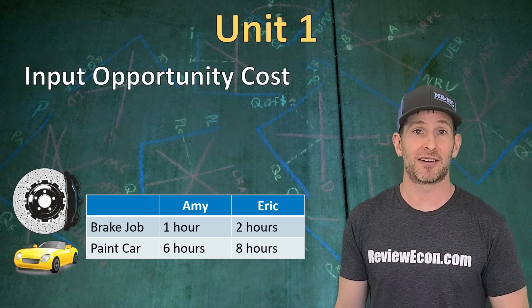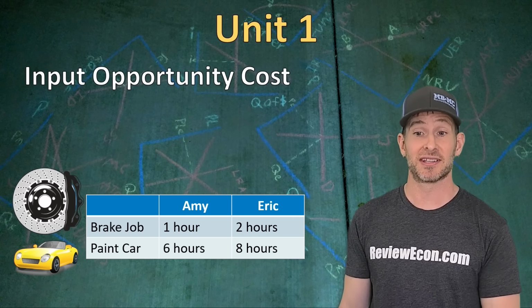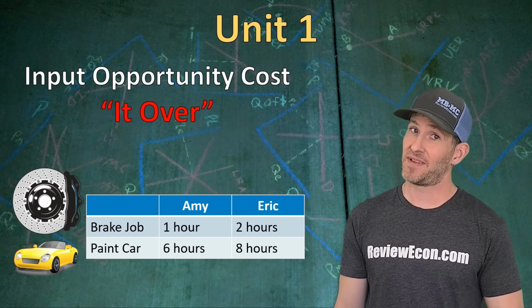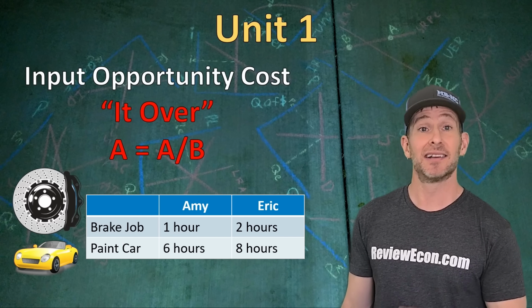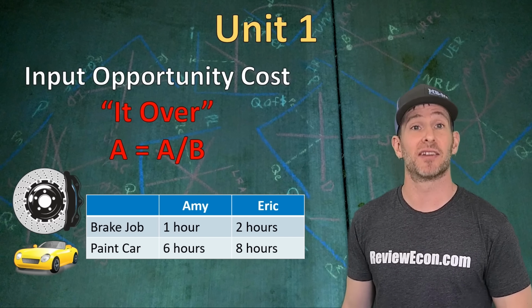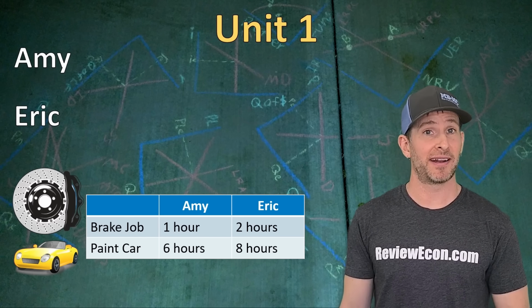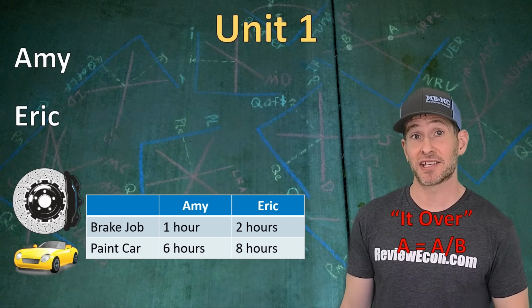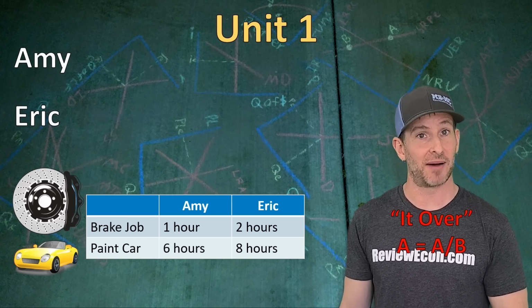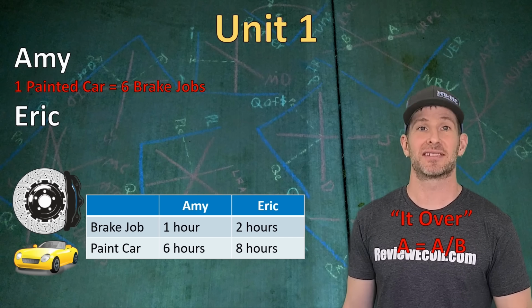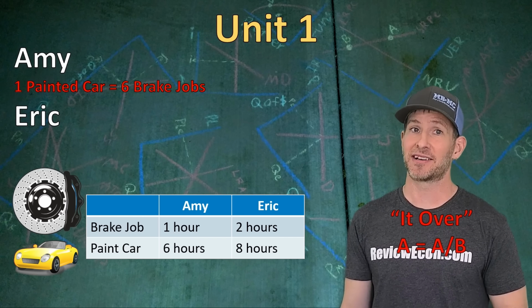The formula for calculating opportunity costs when you have inputs is the "it over" formula. That means the opportunity cost of A is "it," the numbers for A, divided by the numbers for B. Let's try that math out by calculating the opportunity cost of painted cars for Amy and Eric. For Amy, the opportunity cost of one painted car is the hours she has for painted cars, 6, divided by the hours it takes to do a brake job, 1. That reduces down to 6 brake jobs for every painted car Amy produces.